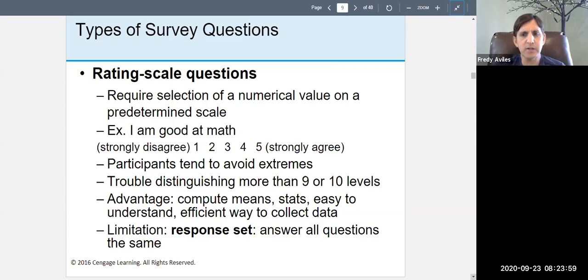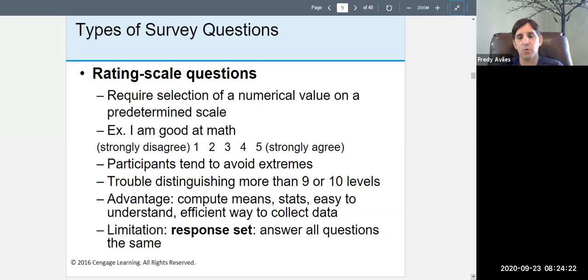Advantages of rating scale questions. Well, these are things where participants select numbers. So you can do everything with numbers. You can compute the means, the averages. You can compute all the statistics, right? The standard deviations, right? They're easy to understand, right? You know what the average means, right? You know what a 3 is, a 5, whatever it is. Easy to understand for participants.